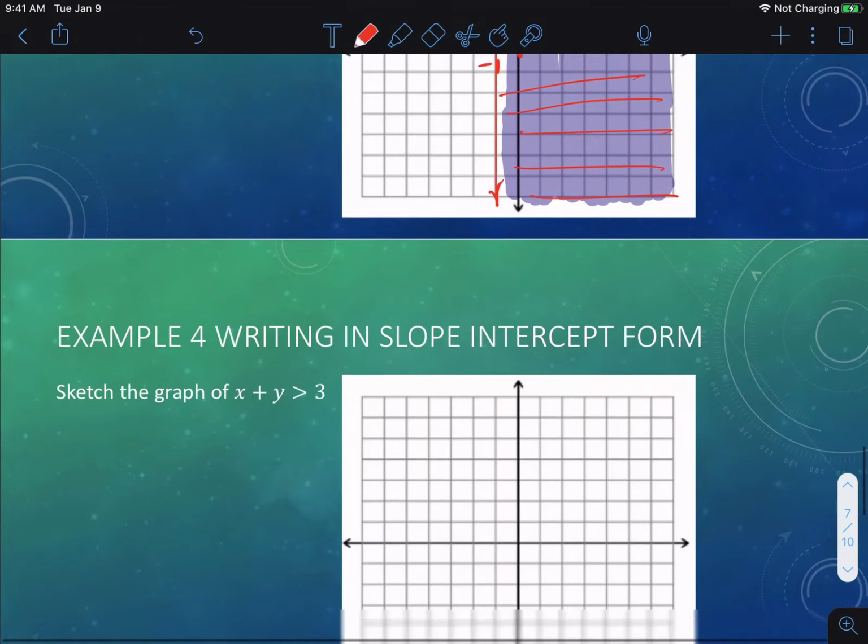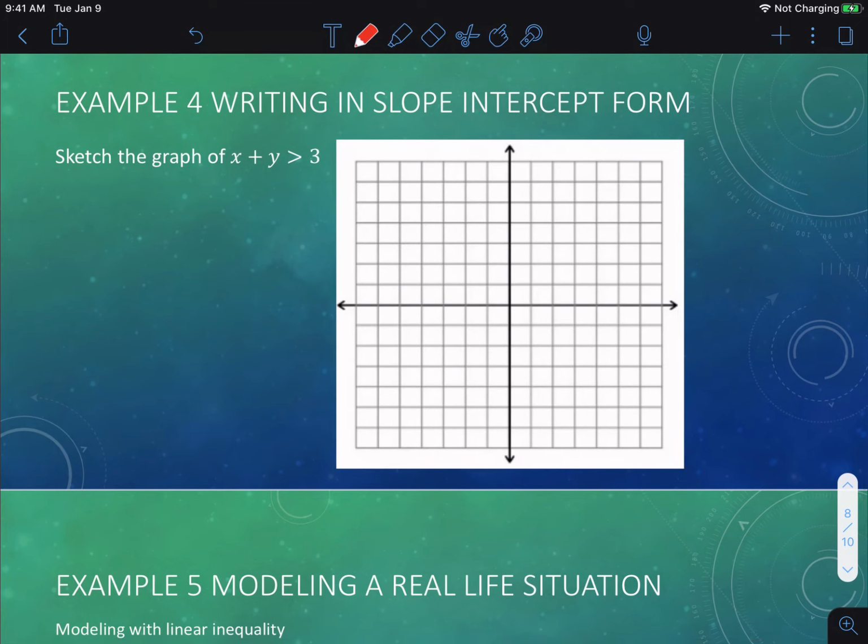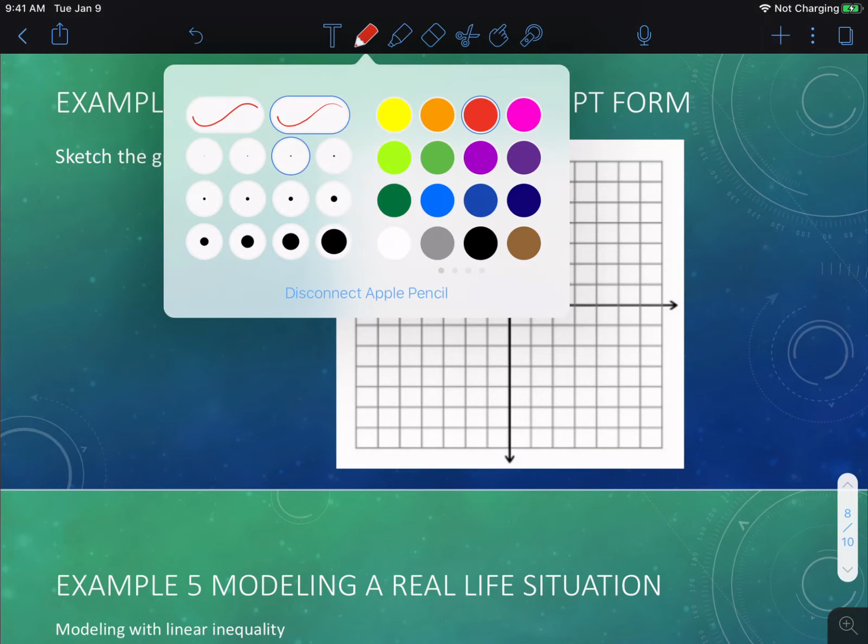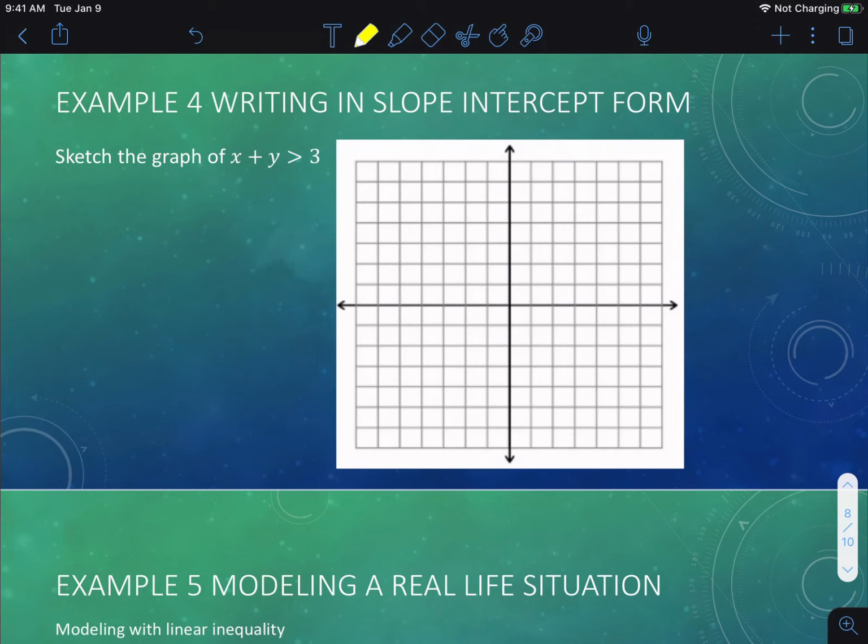All right. Example 4. Now we're changing something that was given to us in standard form and changing it to slope-intercept form. And you'll see that we can do this. This is just fine. So we're going to take x plus y is greater than 3. We're going to subtract x from both sides, and that gets x away from here. Now we have y is greater than negative x plus 3. We don't change the inequality just because of that.